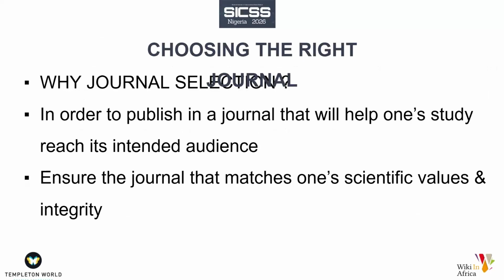Next slide. When choosing the right journal, why is journal selection necessary? Why is it necessary to take your time when selecting a journal to send your article or paper to publish? One, in order to publish in a journal that will reach your intended audience, you want to send your research work to a journal that will reach the target audience you're intending it for. Two, to ensure that the journal matches one's scientific values and integrity.